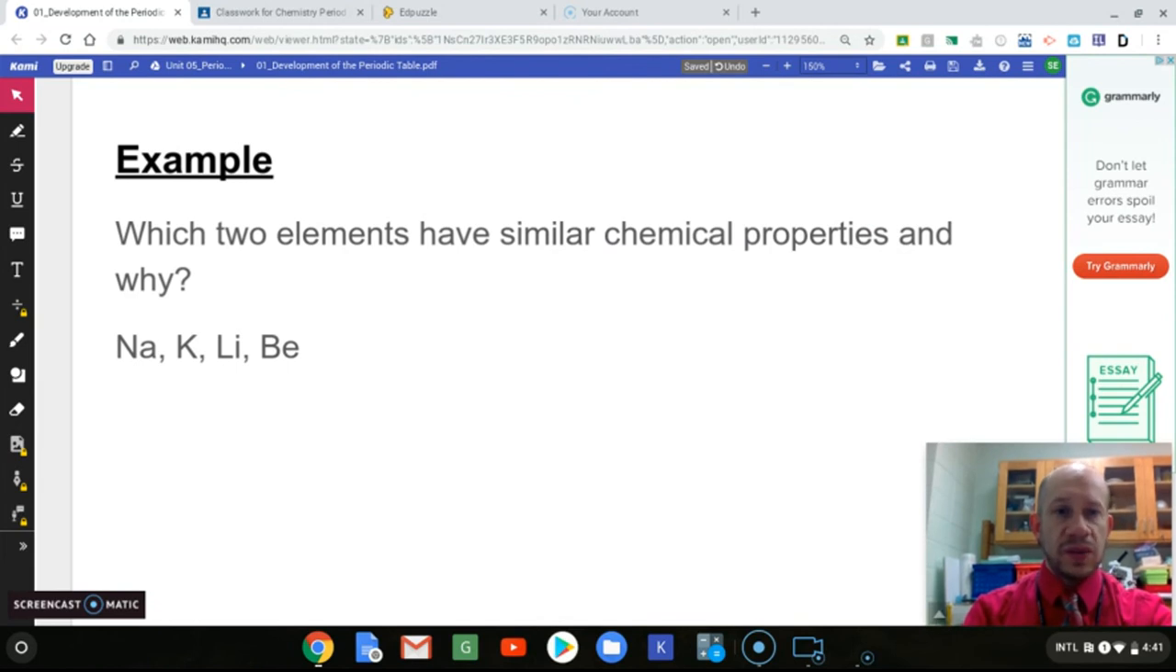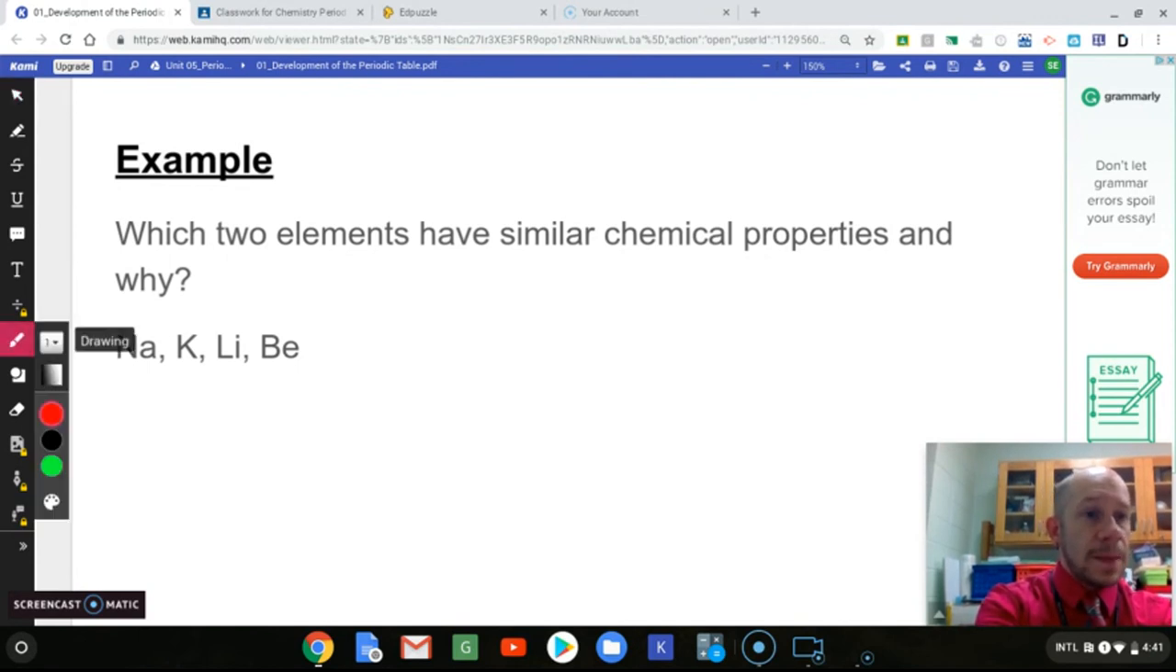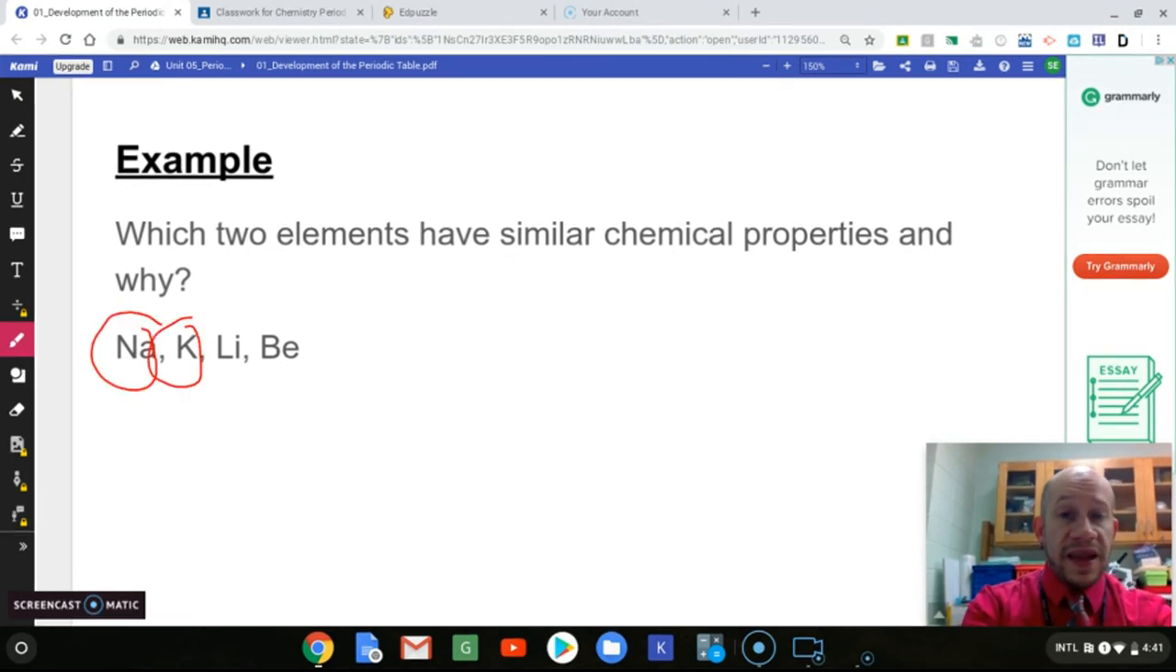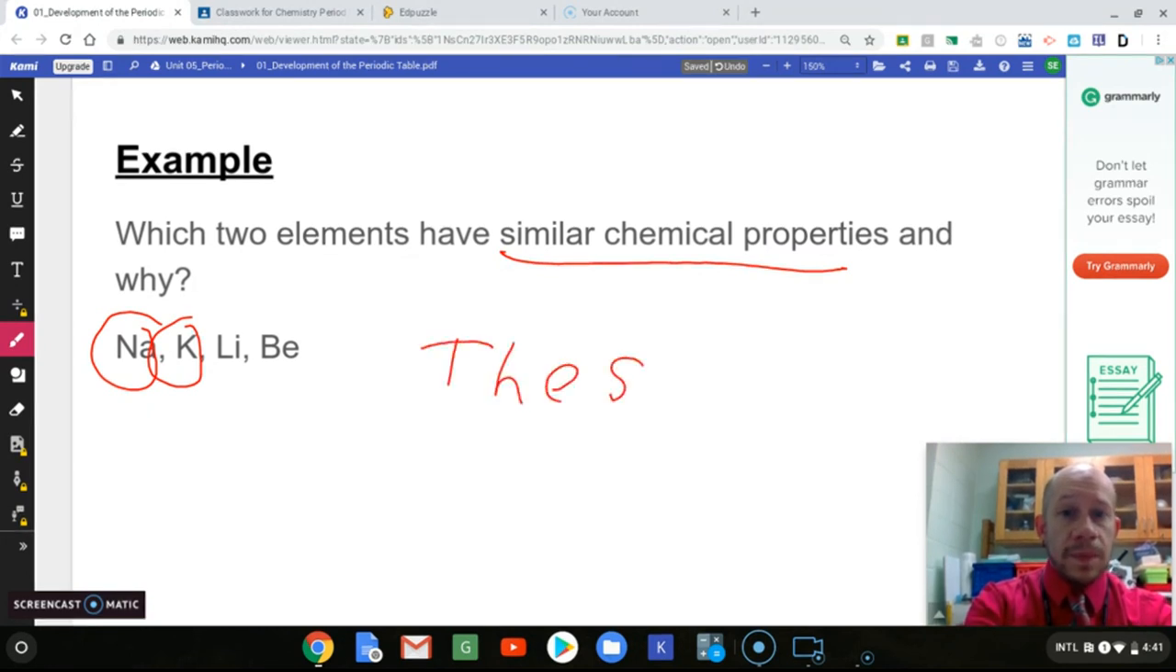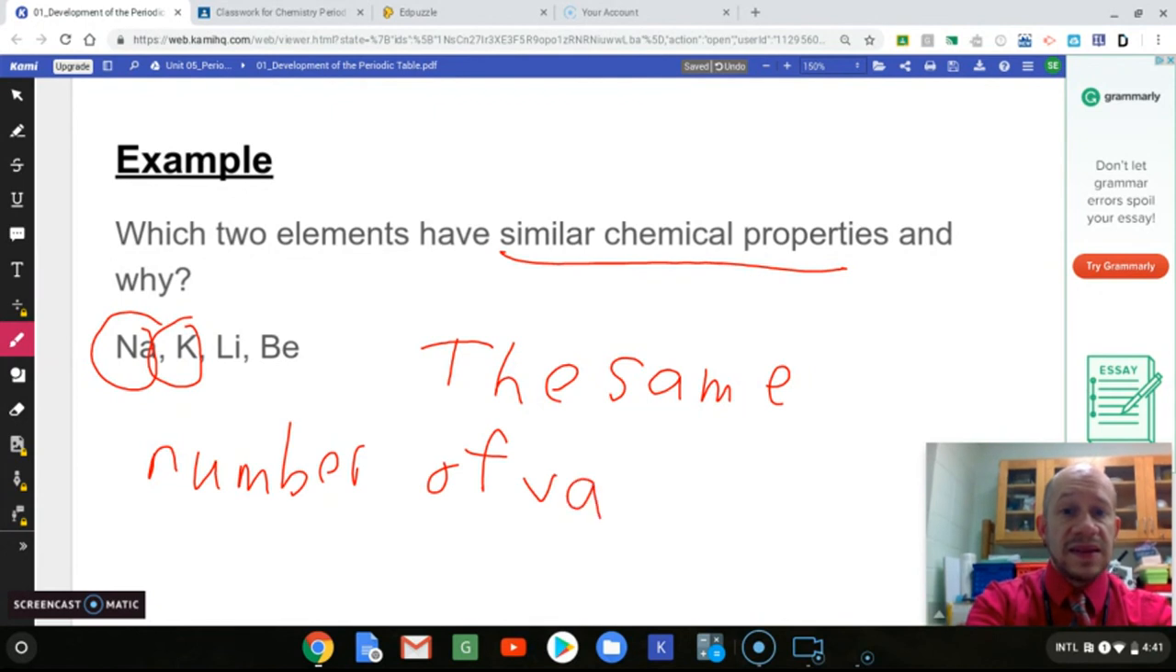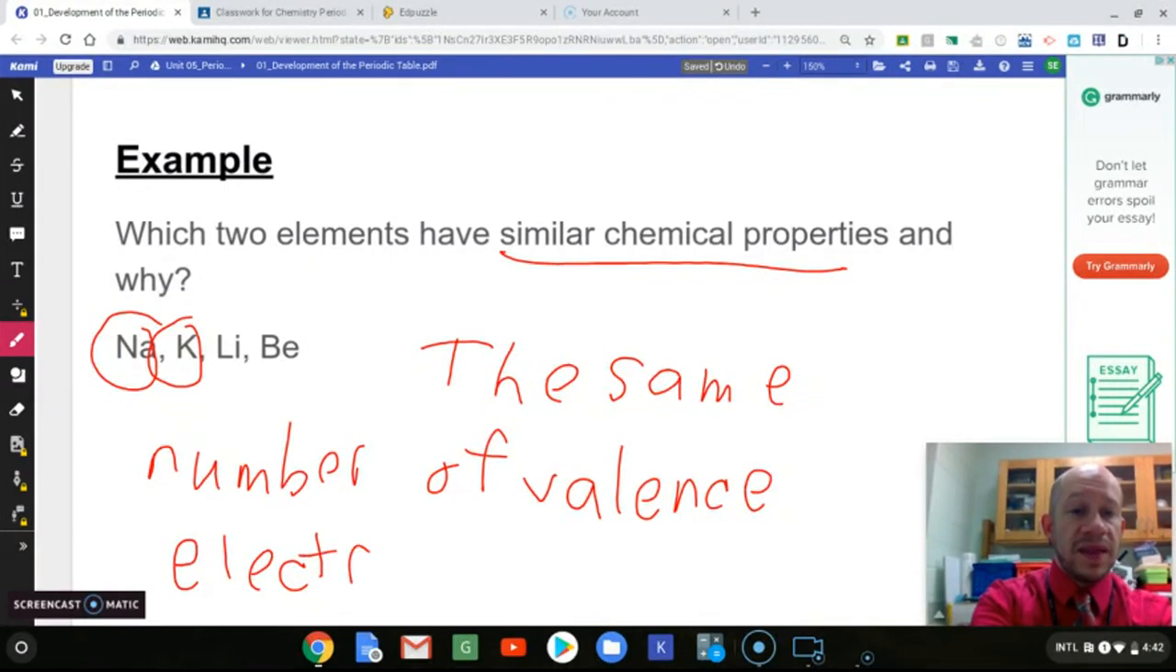So, for example, which 2 elements have similar chemical properties and why? So we need to look at our periodic table, and we're going to find the 2 elements that are in the same group. So when you look, you'll see that sodium and potassium are both in group 1. They have similar chemical properties because they have the same number of valence electrons, and therefore they are in the same group.